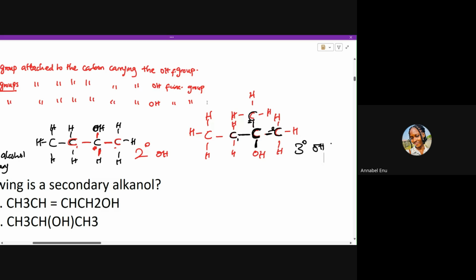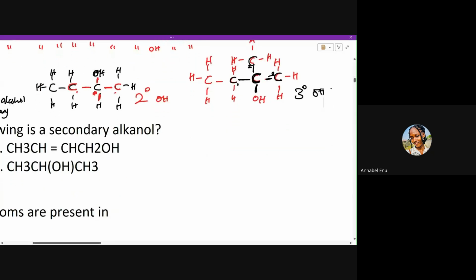Not only alcohols have primary, secondary, and tertiary. Amines do also. Amides have primary, secondary, and tertiary, and many groups are like that. As you advance, you get to know about those other ones.